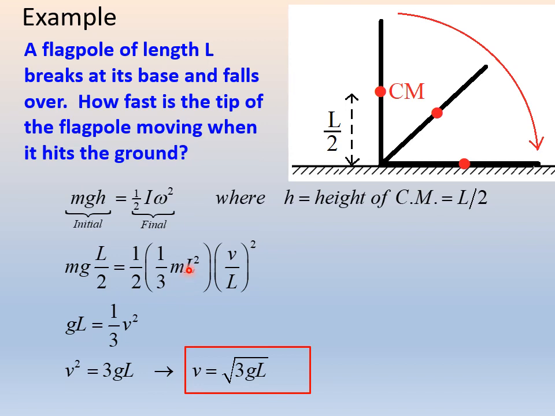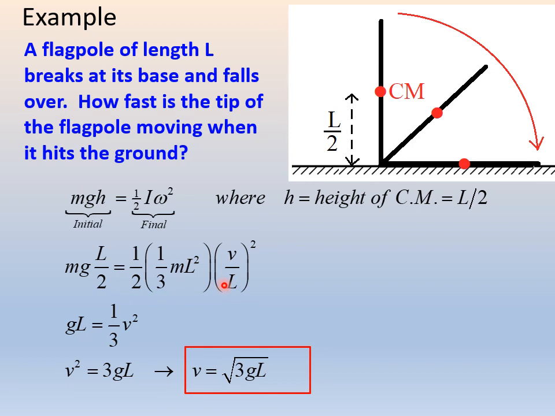The other thing here, again, is that omega, the rotational velocity of this flagpole, is equal to V over L. You can think of L, the length of the flagpole, as sort of like the radius of this circle. And remember that omega is equal to V over R. So we can plug that in here. And again, this L squared cancels with this L squared, just like the last problem, very similar.